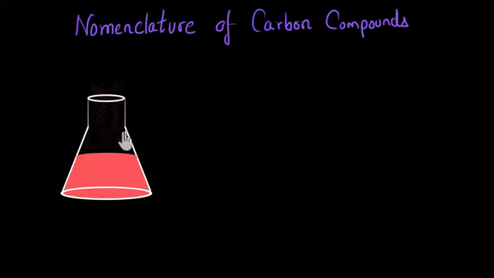But the problem is, there are millions of compounds. Can you imagine remembering pet names for millions of compounds? That's going to be extremely tough, right? That's where a union of scientists came together, called IUPAC, the International Union of Pure and Applied Chemistry. And they gave certain rules to name these compounds. That's what we are trying to talk about in this video, nomenclature of carbon compounds.